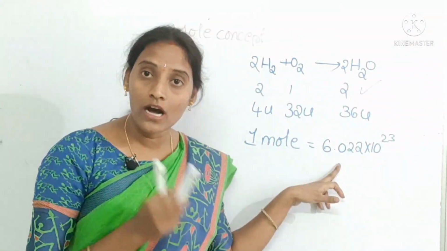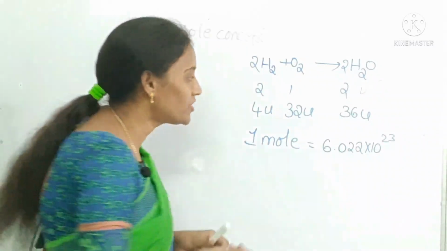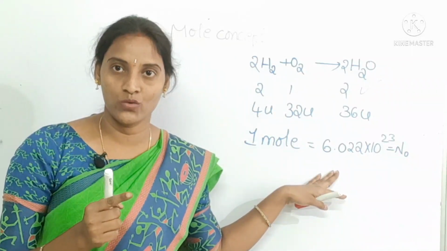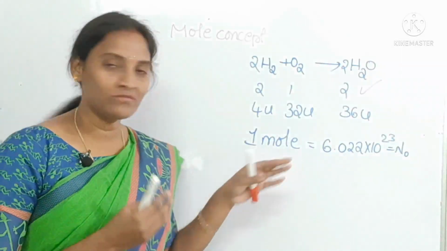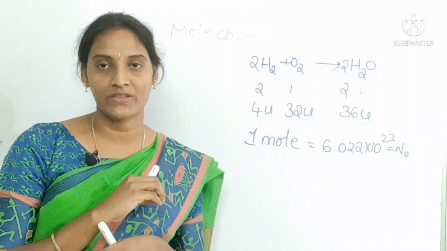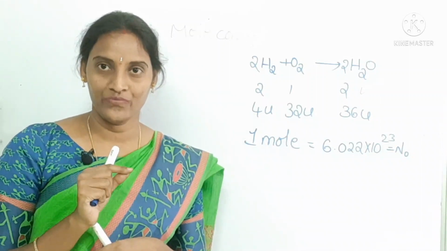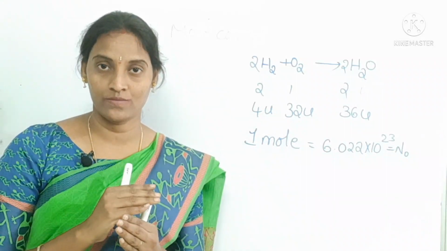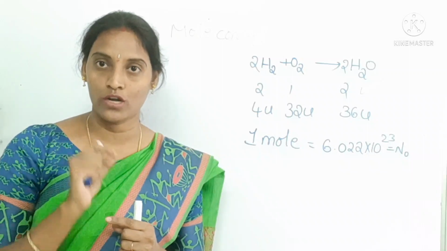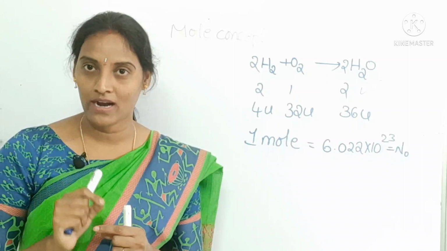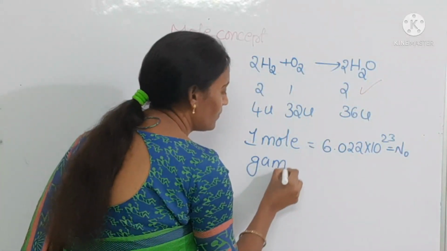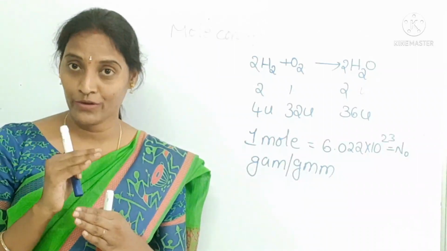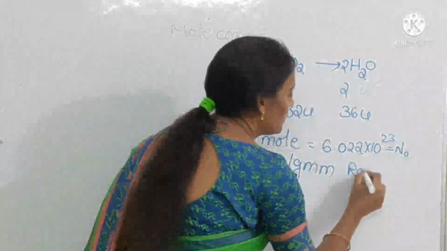This number is also known as Avogadro's constant or Avogadro's number, which is indicated with the letter N naught, capital N naught. This value comes from experimental data only. This number indicates how many particles are present in 1 mole of a substance. If you want to tell the mass representation for 1 mole of substance, nothing but what is the weight of 1 mole of any substance, how can you tell? To tell the mass representation of 1 mole of any substance, you have to take the gram atomic mass or gram molecular mass. See, these gram atomic mass or gram molecular mass values are coming from the relative atomic mass or relative molecular mass.